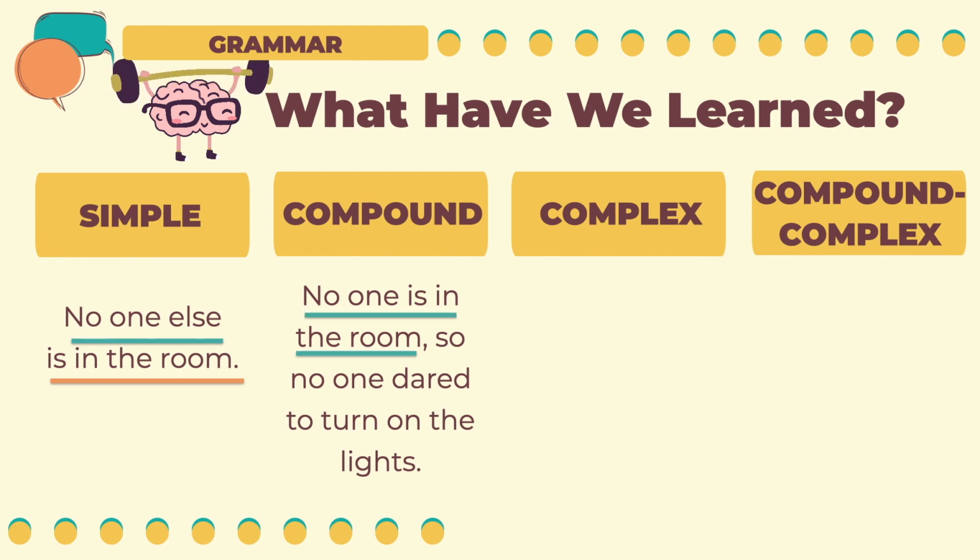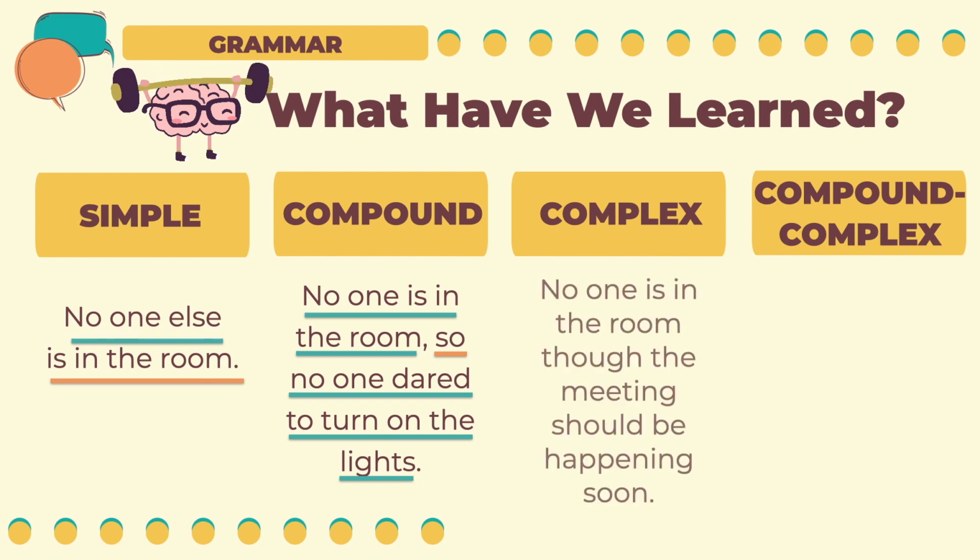The first simple sentence is, no one is in the room. The second simple sentence is, no one dared to turn on the lights. These sentences are joined by the coordinating conjunction, so. For a complex sentence: no one is in the room though the meeting should be happening soon.